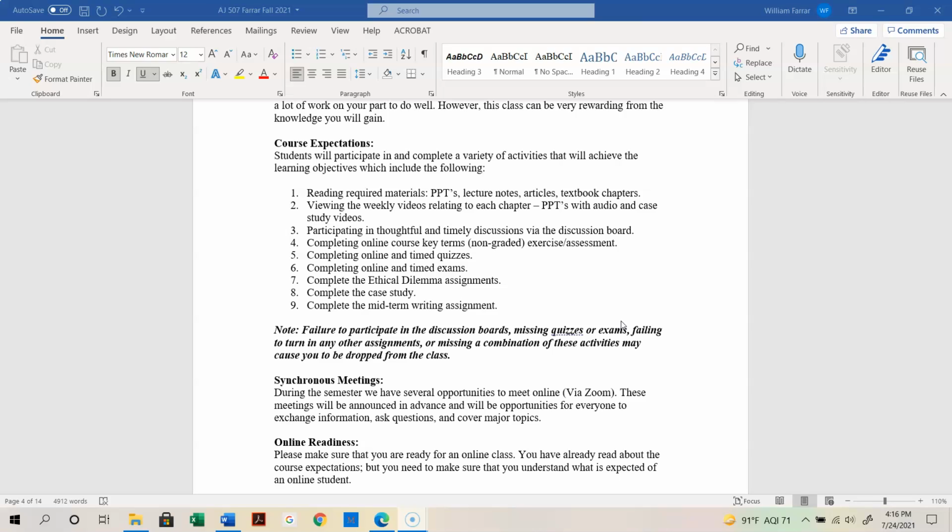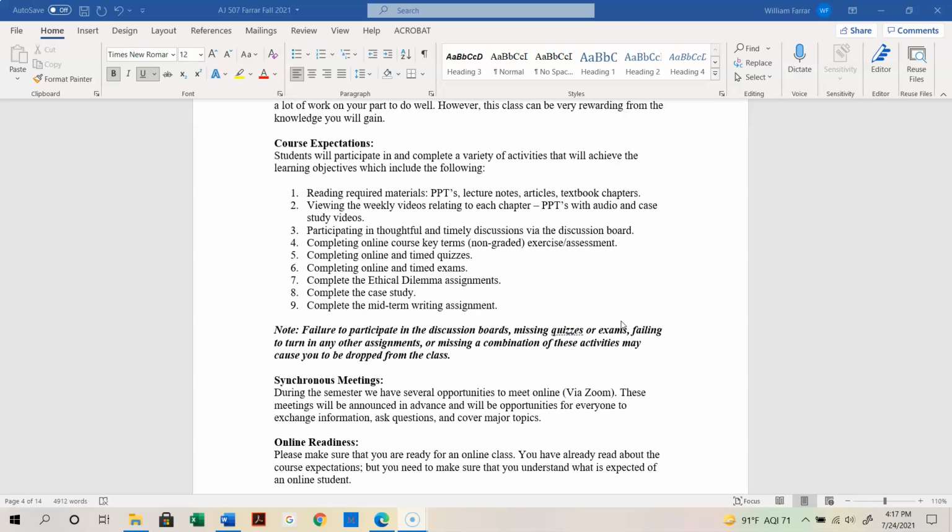Number 8, complete the case study. And then finally, number 9, complete the midterm writing assignment. And don't panic on the writing assignment. There's an entire module to itself in your course Canvas that talks about the writing assignment, and we'll talk a little bit more about that in just a few minutes.